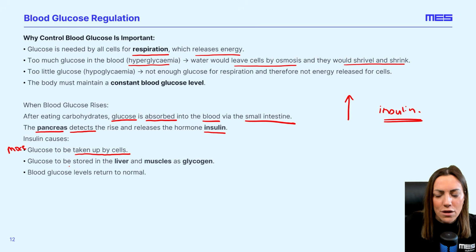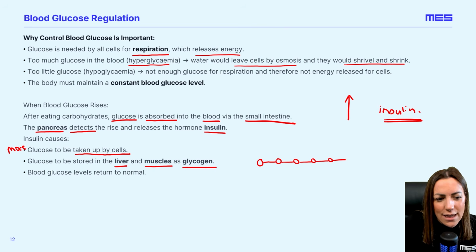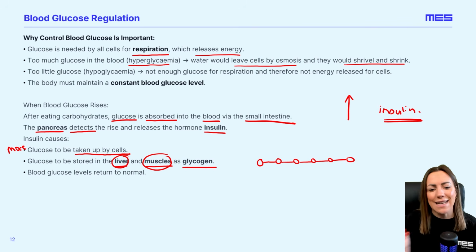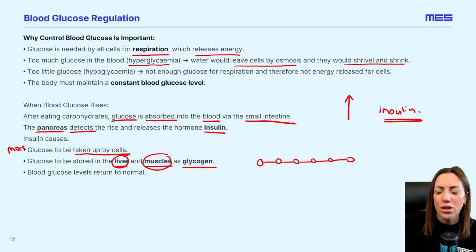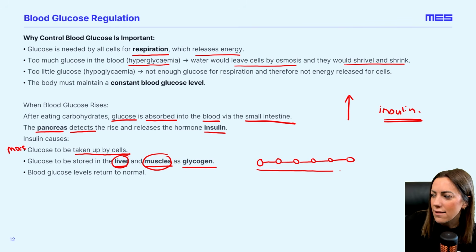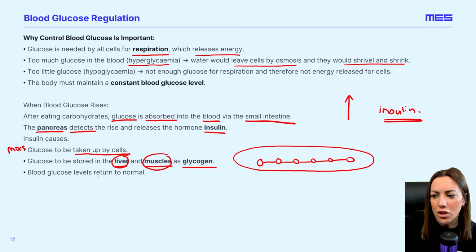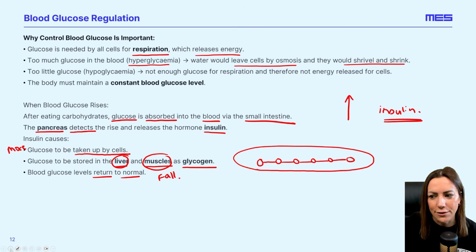But the most important one for you guys to remember is that glucose actually goes into your liver and into your muscles, and it is stored as glycogen. So glucose is a simple sugar. It's a monomer, but we're going to join them together and store it as glycogen, and that is in your liver and in your muscles. Now, because glucose is moving out of the blood into your cells, into your liver, into your muscles, getting stored away as insoluble glycogen, blood glucose levels will return to normal. They will fall back to the normal level.